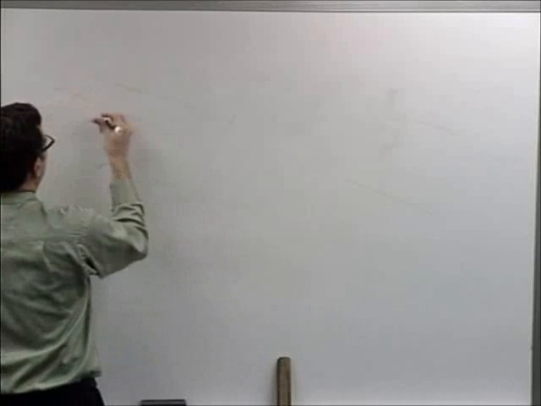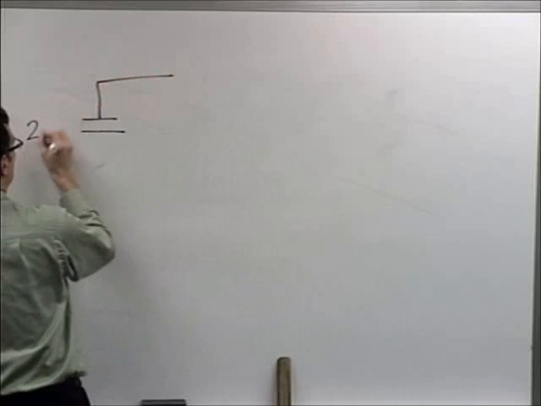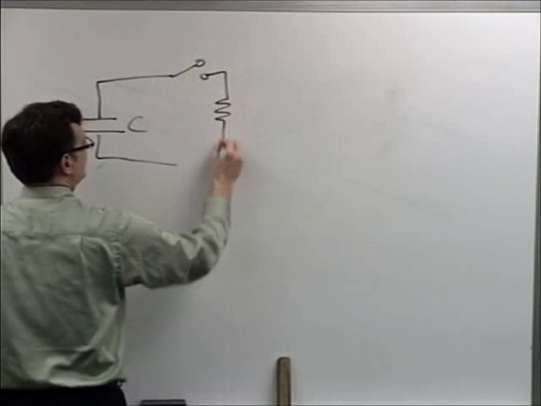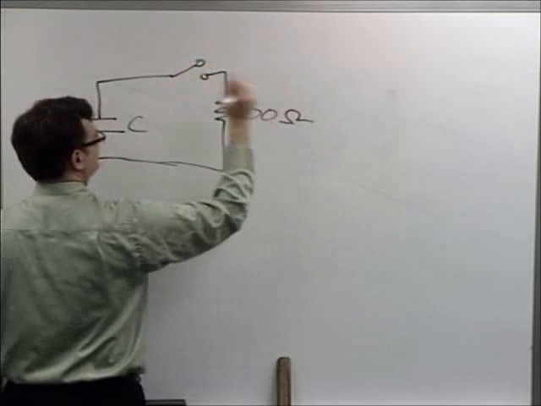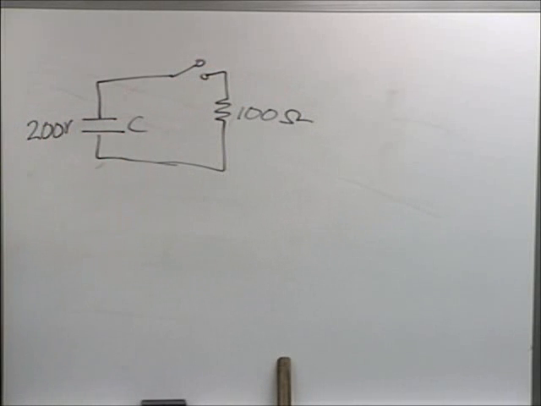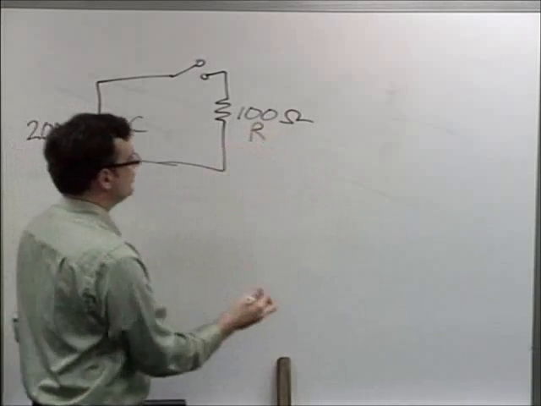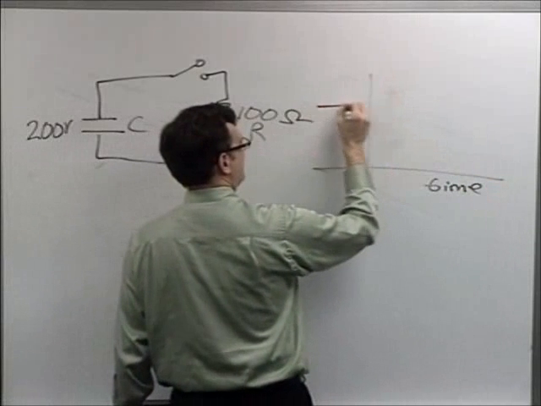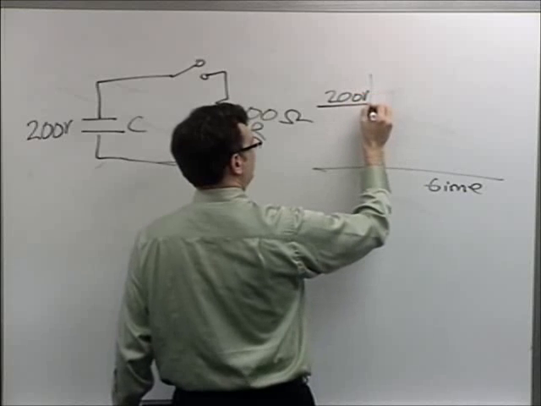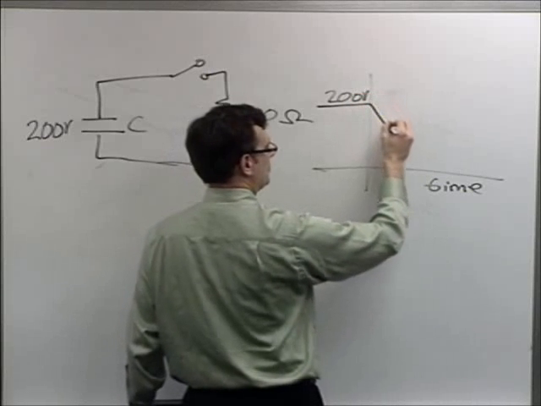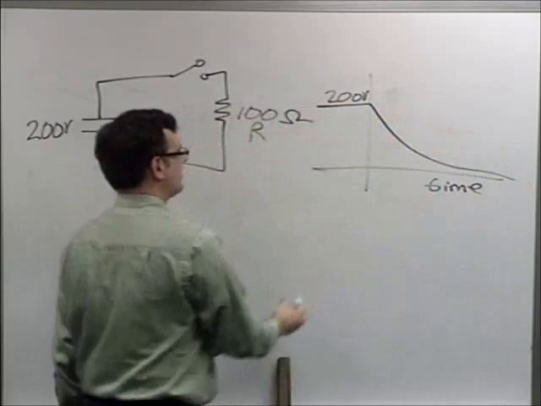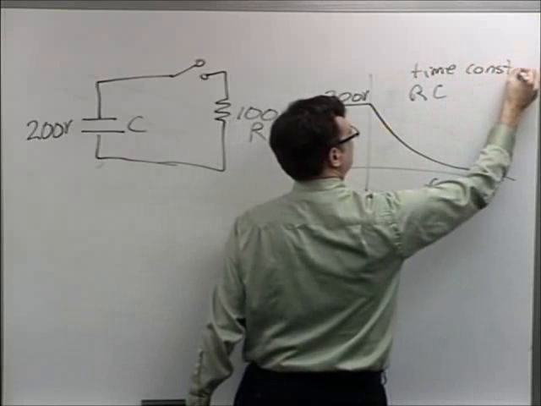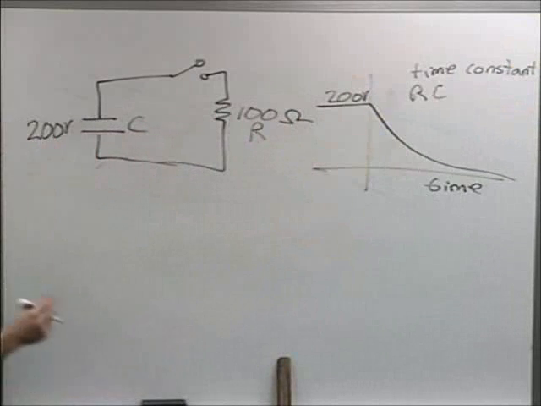So, in these problems where you had a steady state 200 volt capacitor connected suddenly to a 100 ohm resistor, you learned in your class that the transient looked something like this. You'd have your 200 volts, and then there would be this exponential decay, usually to 0. And this would have a time constant of RC, right?